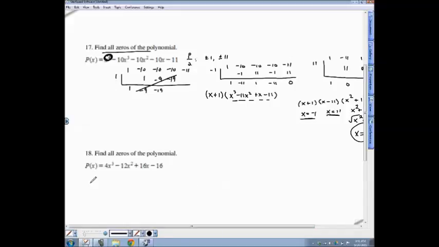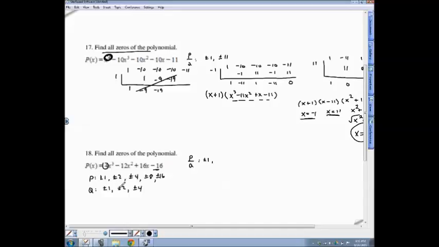Okay, number 18 here. The values of p are the factors of the constant, so it's plus or minus 1, 2, 4, 8, and 16. The values of q in this case, since q is equal to 4, plus minus 1, 2, 4. So p divided by q, if we take the first value of p and divide it by all the values of q, we're going to get plus or minus 1.